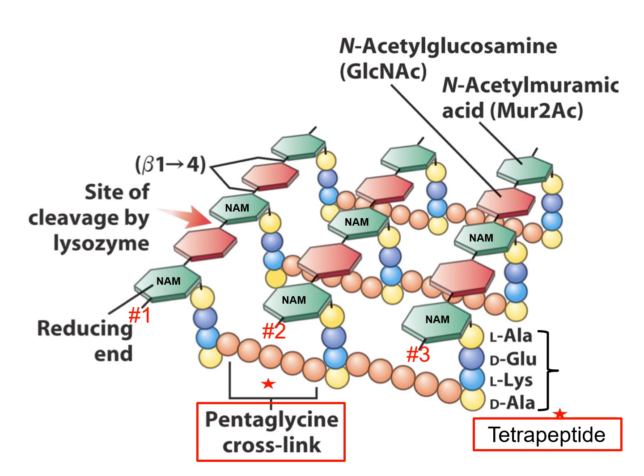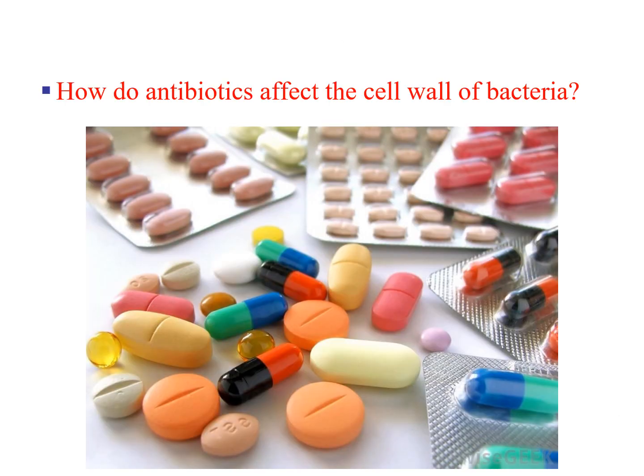Here's another way to look at it. Layer one NAG-NAM is attached to layer two through those two segments of amino acids that are linked together, the tetrapeptide or the pentapeptide. How do antibiotics affect the cell wall of bacteria? So that's what we'll dive deep into now.